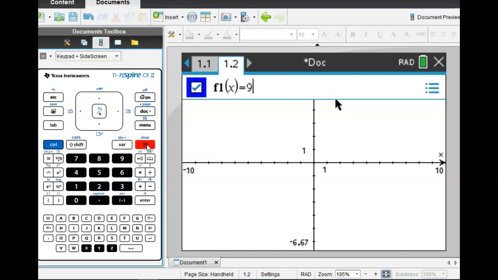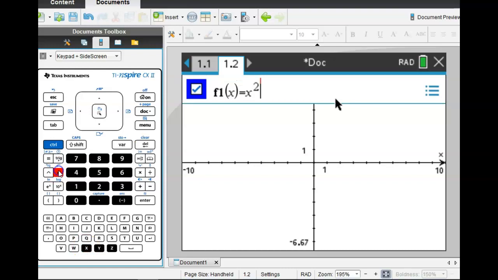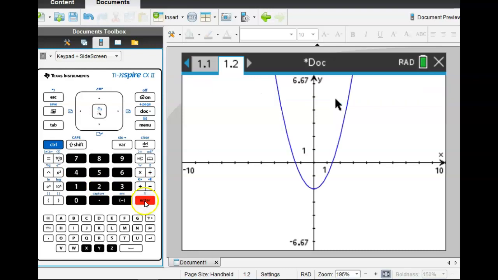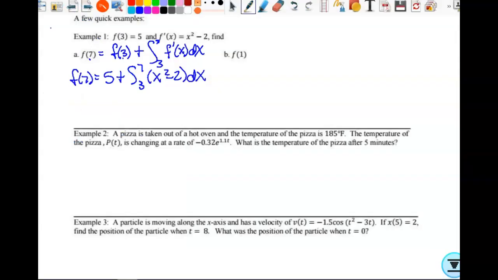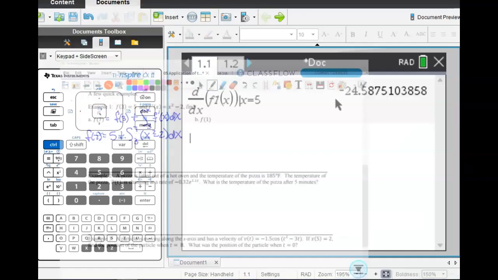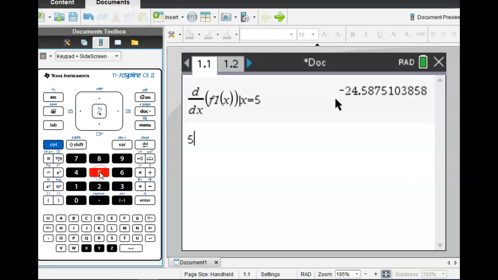And we're just going to type in x squared minus 2. So in F1, we're going to put x squared minus 2. Okay, everybody with me? Enter. It's a crazy graph, right? Oh my God, it's a parabola. So now we're going to go back to here, and we're going to type this in, 5 plus the integral. Y'all should have plenty of time.